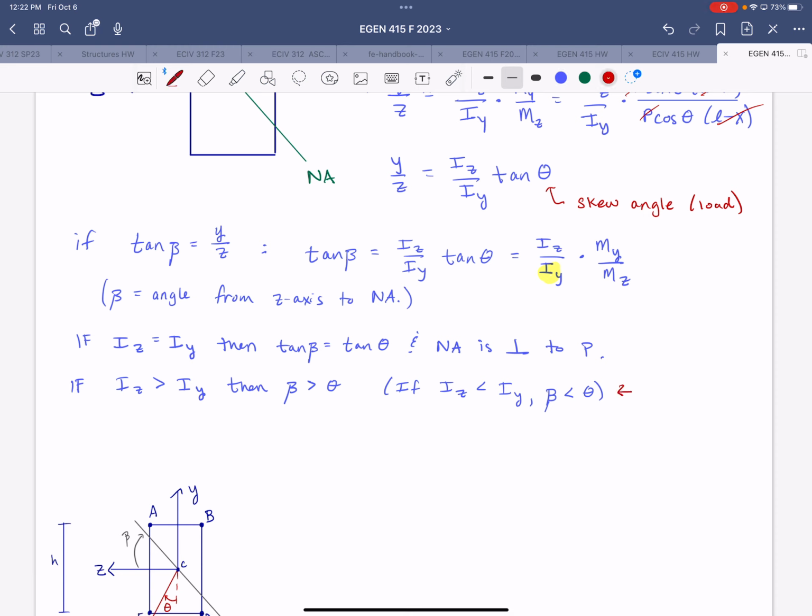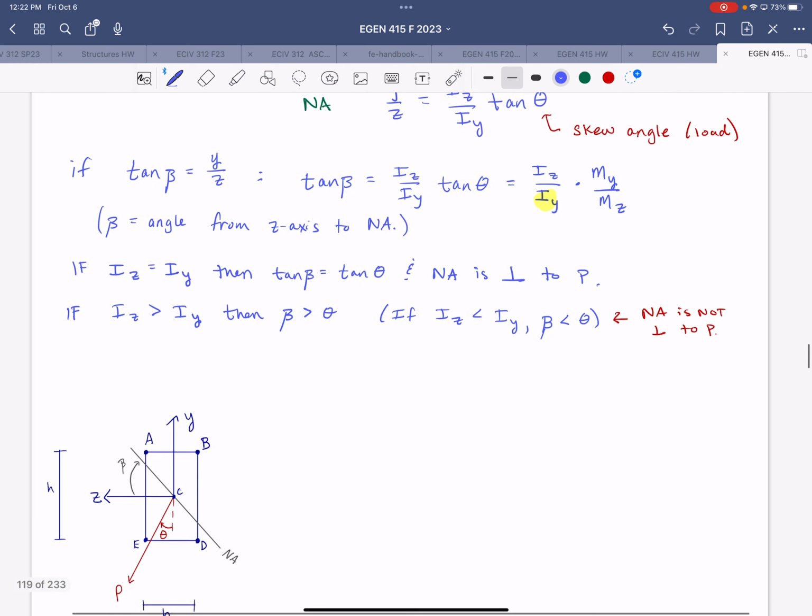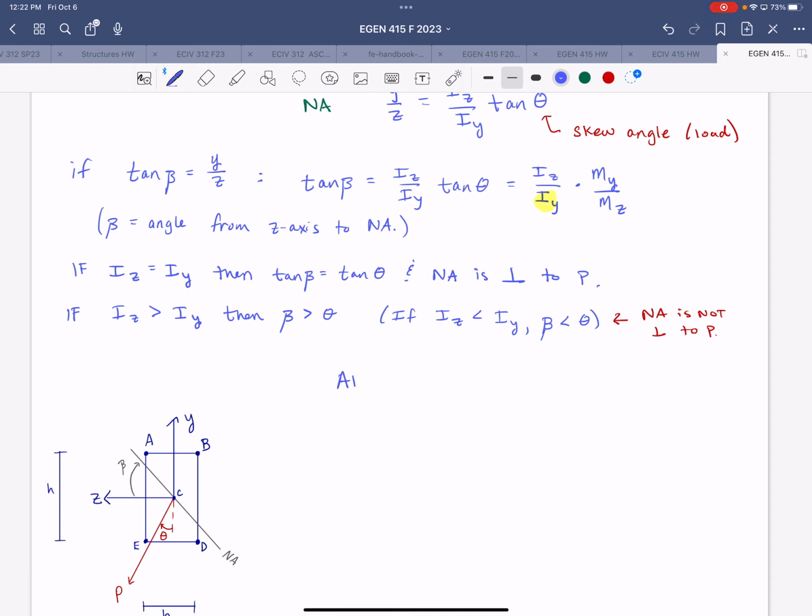The takeaway there is that the neutral axis is not perpendicular to P. In all cases, the points that are farthest from the neutral axis will have the largest normal stresses from bending.